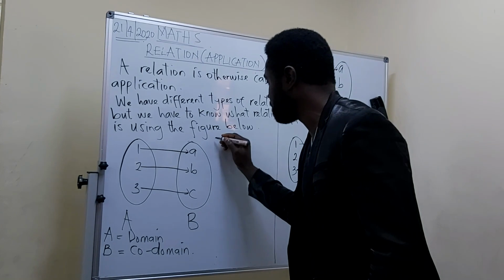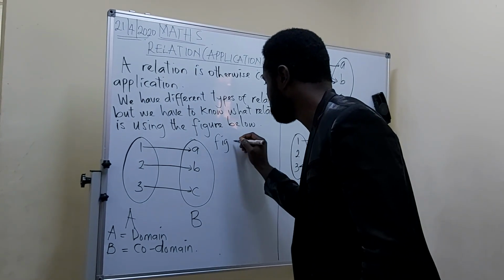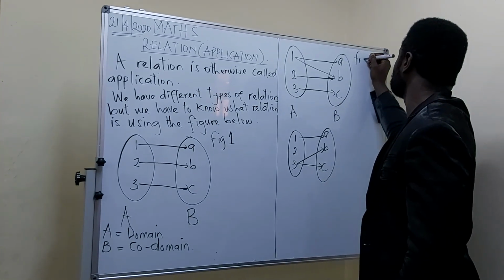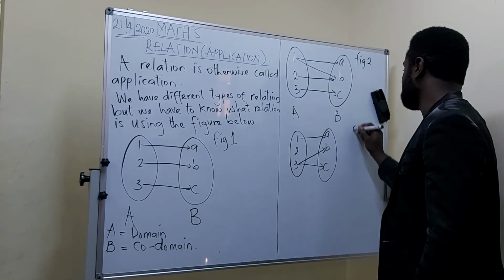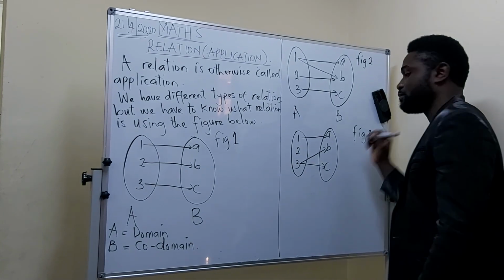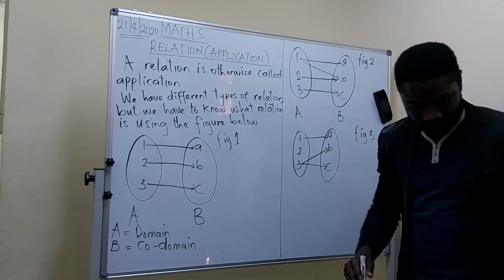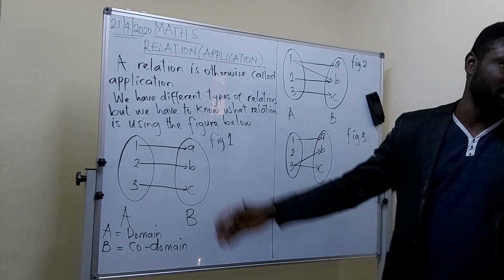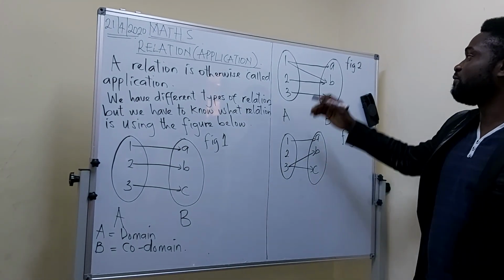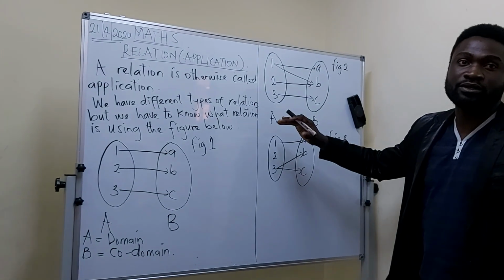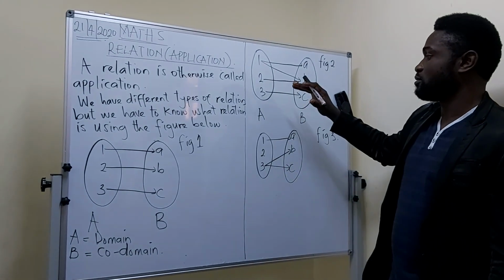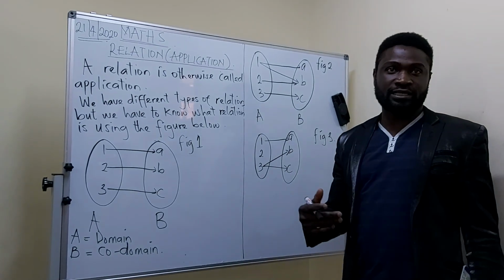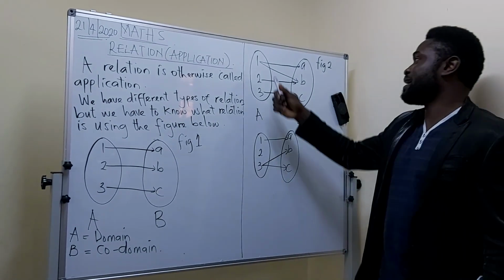So let's call this figure 1. Figure 2. And this equals 3. Now, we have spoken about what a relation is already. Now, we have further examples that show an application that we cannot really call an application. Do you understand? Now, look at this.